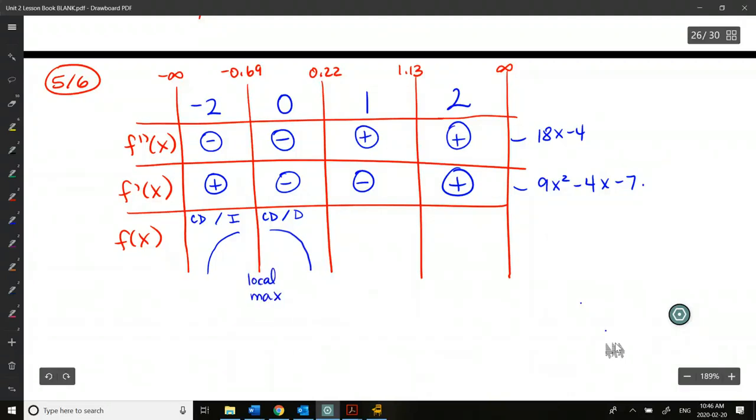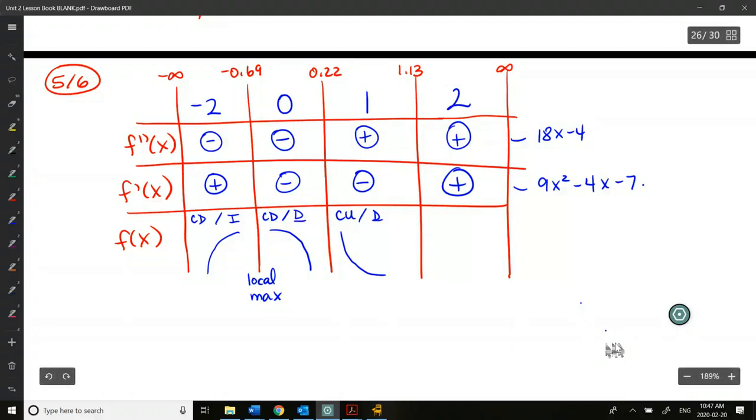Great. Next section here, second derivative is positive. That means we're concave up. And first derivative is still negative, so we are decreasing there. So I want to draw something that is concave up and decreasing as we go from left to right. Looks kind of like this. Okay, notice here, so what is 0.22? What conclusion can we make about that?